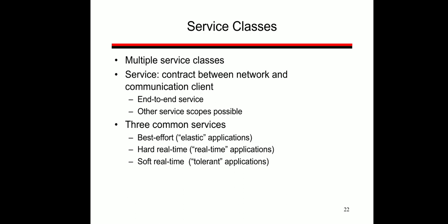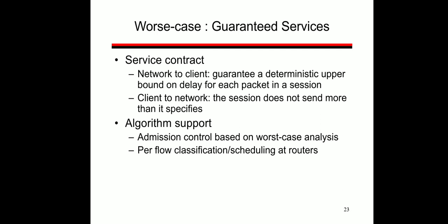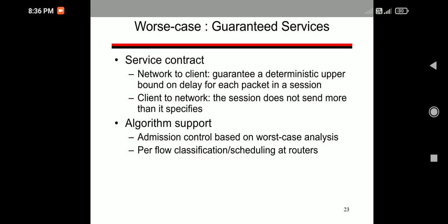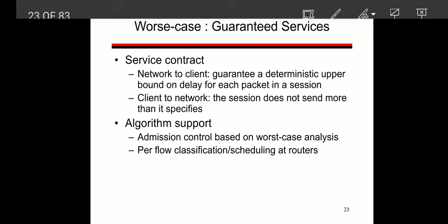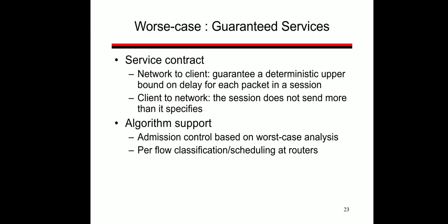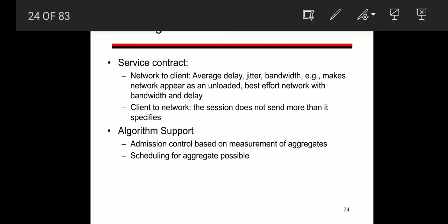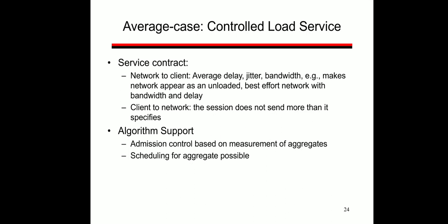Three common services: best effort, hard real time, soft real time. Service contract, network to client: guarantee a determined upper bound on delay for each packet in a session. Client to network: the session does not send more than it specifies. The algorithm supports admission control based on worst case analysis, per flow classification or scheduling at routers. So service contract, average case. Now we are going to see about controlled load service in an average case. In that we can see about the service contract and algorithm support.